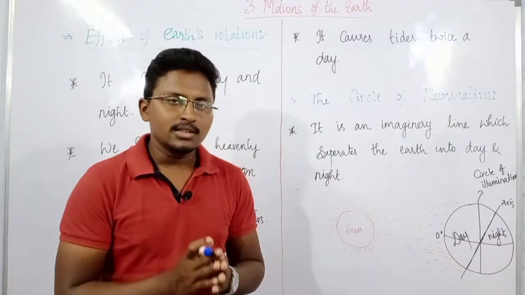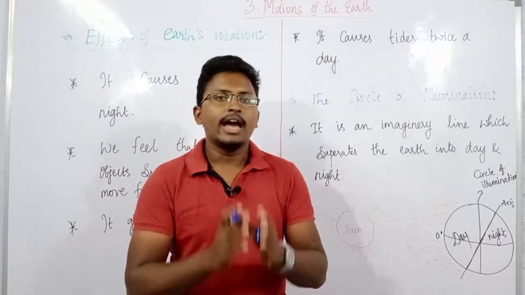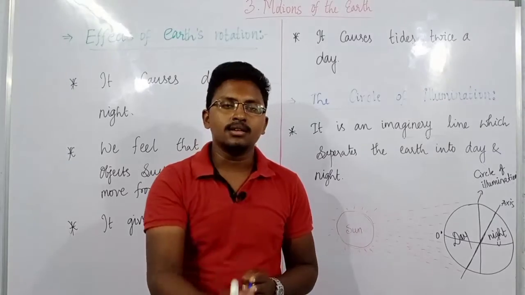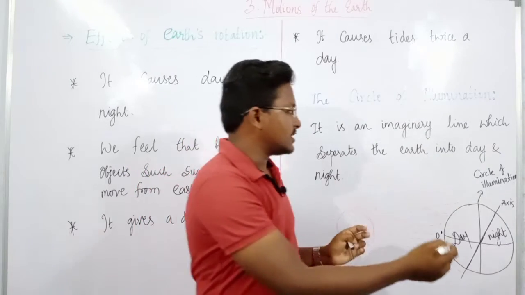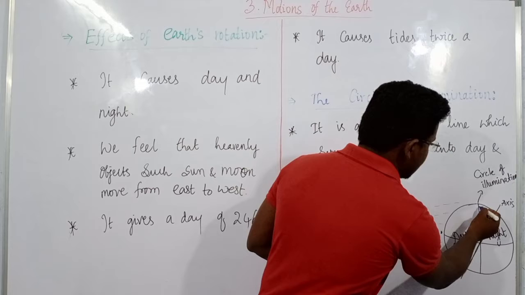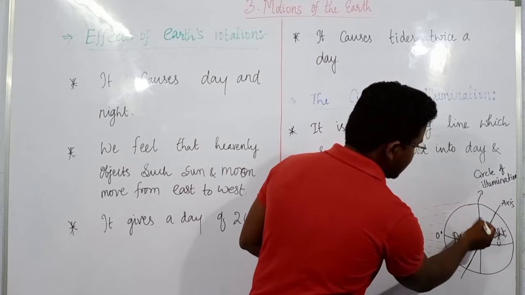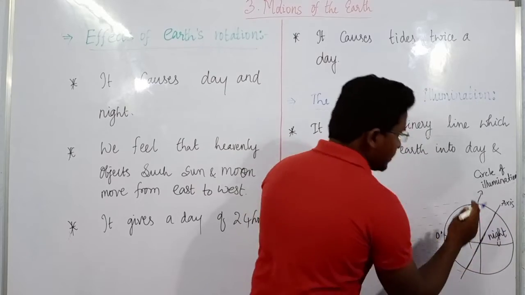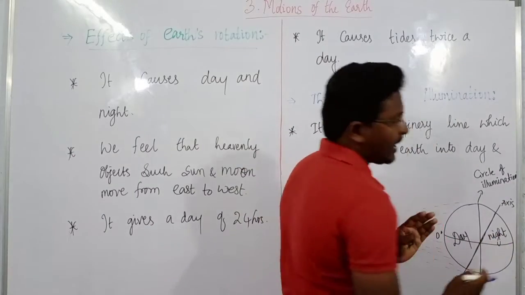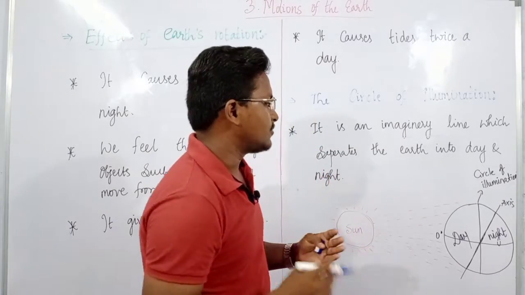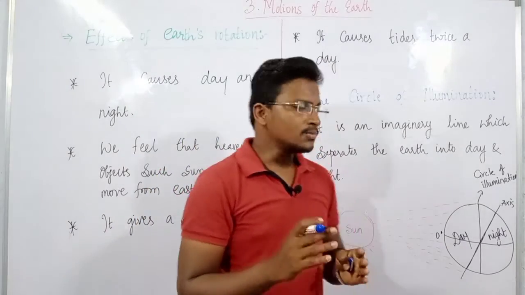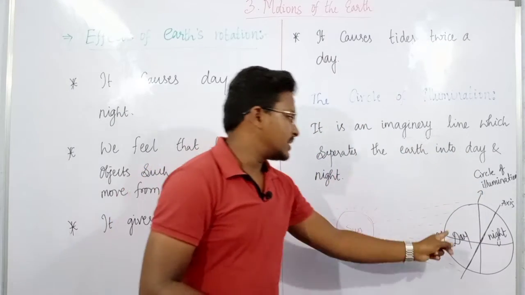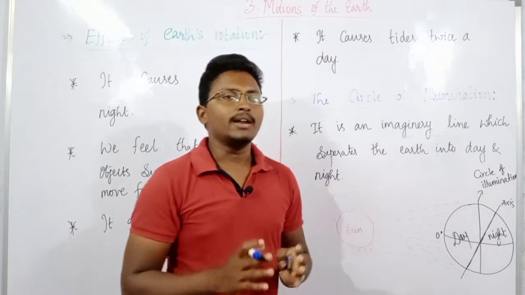So this circle of illumination is an imaginary line which exactly divides the earth into two equal parts. As you can see, this line is the circle of illumination which is dividing the earth into two equal parts, and this line is the axis, which the earth is inclined at an angle of 66.5 degrees, as I have already explained. So the circle of illumination divides the earth into two parts, the day part as well as the night part.